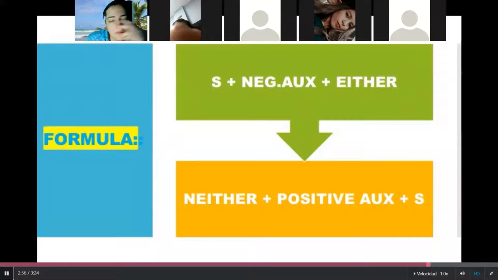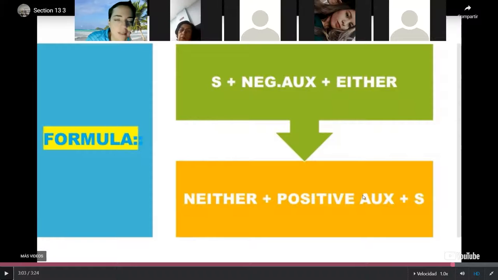Auxiliary plus either. Notice either goes at the end. Neither plus positive auxiliary plus subject. Both, ambos están refiriendo a negativo. No se enfoquen, pero se supone que aquí es positivo. Yes, guys, but the thing is que dice positive because it says neither do I. El do I se refirió al auxiliar positivo. Neither do I. Okay. The other one, I can't, era porque es un auxiliar negativo. Either. Okay. Now let's pay attention once again. Notice neither goes at the beginning.